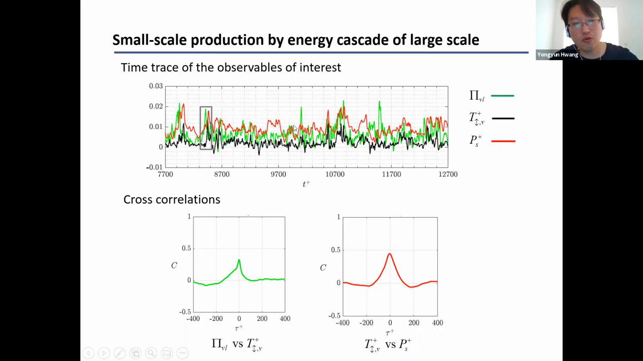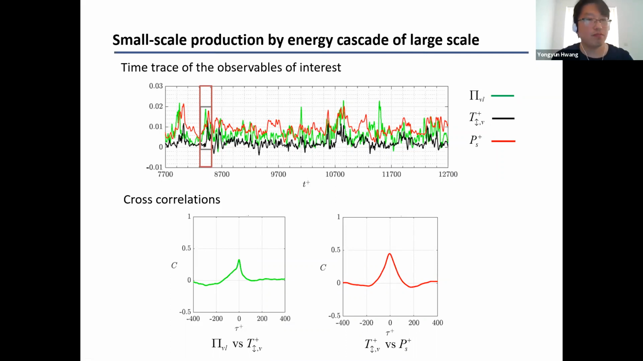For instance, at this point, the production is still large, but your nonlinear transport is quite small. This is where the small scale self-sustaining process generates the production. Okay, and if you actually compute the correlation, you will see that it has quite a good correlation. So then the question is, what is happening?